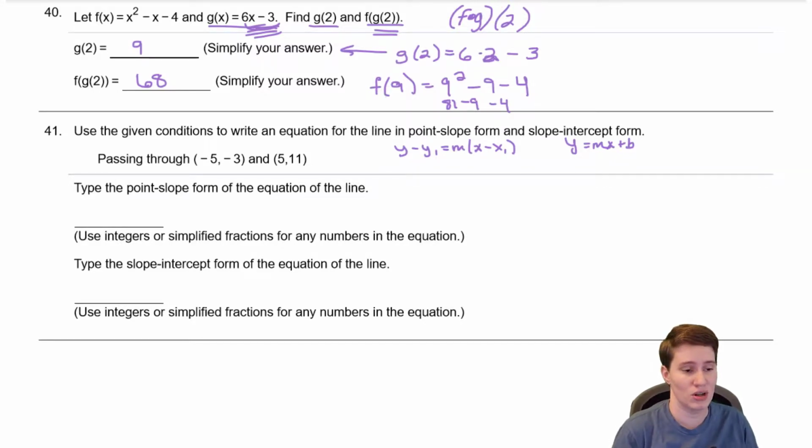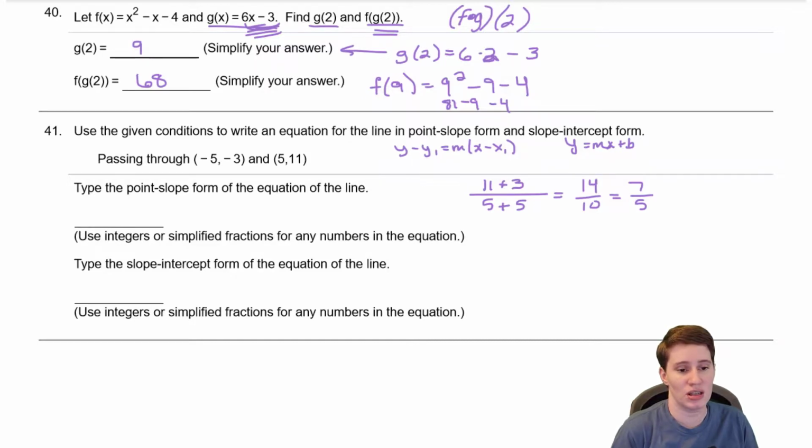So we need to subtract our y's over our x's, which gives me 14 over 10, which simplifies to 7 over 5. So our point slope, this is why I like point slope. We can pick whichever one of these points we want, and I'll write both of them for you just so you can see how that works.